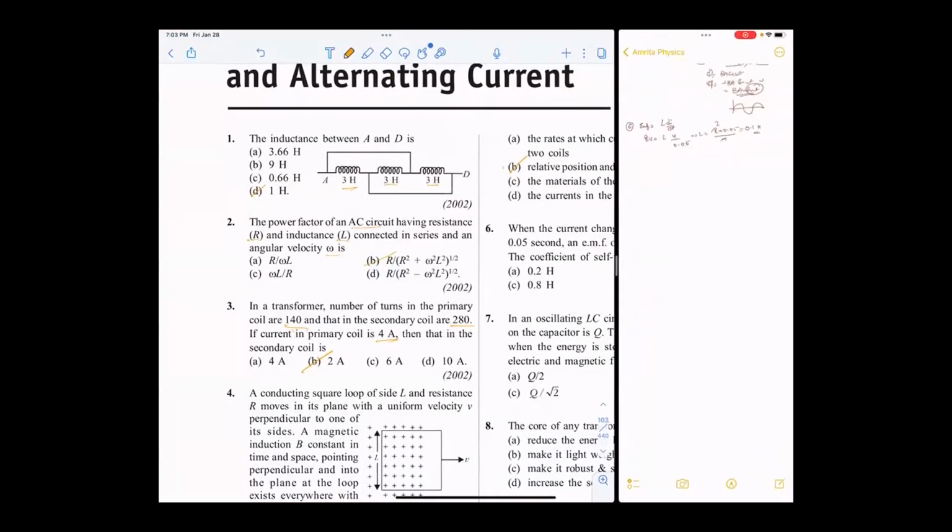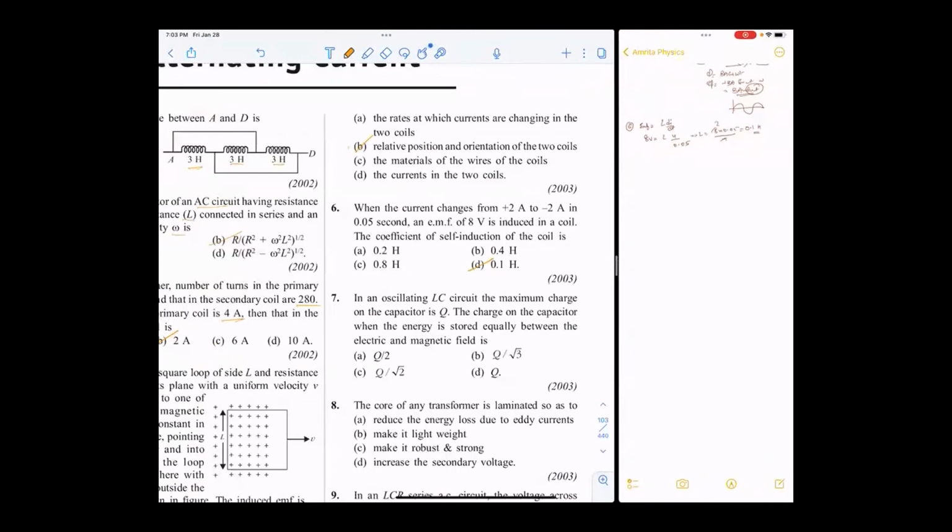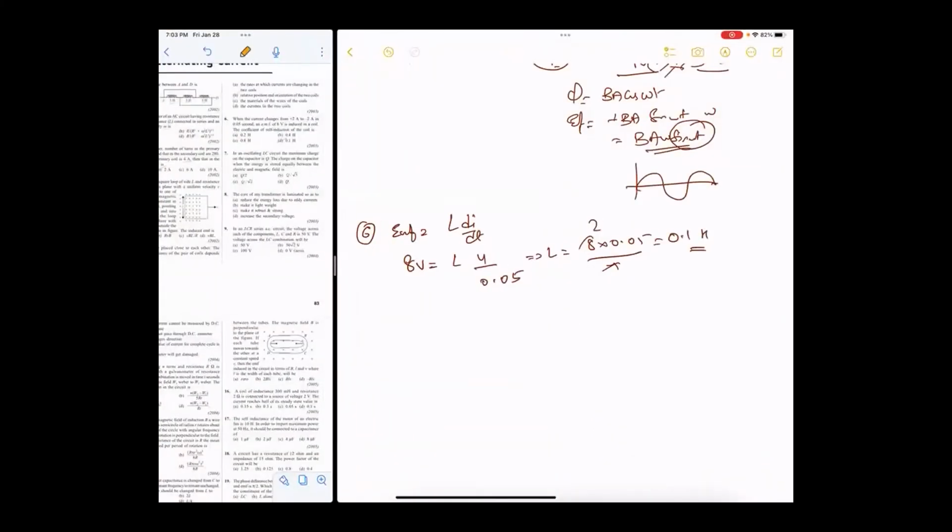Agreed? Any doubt in this? If they give you a function, if they say I is equal to 2t cube, then what is the L value? Implies 8 is equal to L into 3 into 2 into t square, that is 6t square. So L is equal to 8 by 6t square. So L is changing, it is not constant. I'm just giving an example. So it depends on how I is changing. Is that clear? Right. Next.